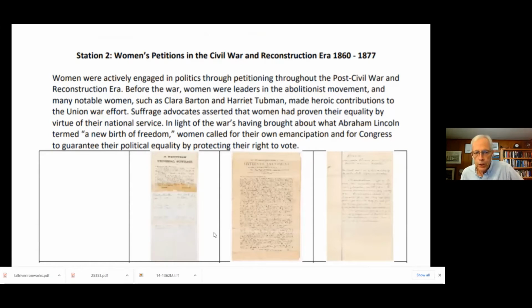We'll move now to the next generation of women. This is the Civil War era, and it's going to be a different set of issues, and they are going to engage in lobbying Congress for suffrage.